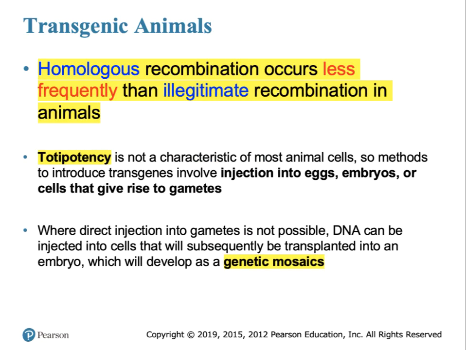Just to finish off this section of the chapter, we're going to turn our attention very briefly to look at transgenic animals. The problem with transgenic animals is that homologous recombination occurs less frequently than does illegitimate recombination. And the problem with illegitimate recombination is that it can recombine with parts of the chromosome that may be critical to the survival of the animal.